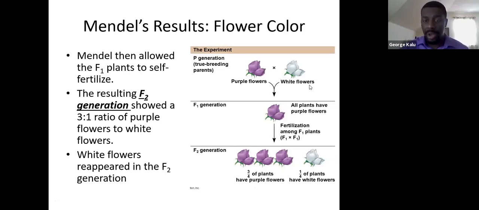So we saw white flowers appear in the parent generation. It skipped a generation here in the F1 generation, and then it reappeared here in the F2 generation, which is kind of curious. Why would the white flowers show up in one generation, but not in the previous generation? On the flip side, we would see purple flowers show up in all of these generations. So this is kind of a curious result. But keep in mind, in the F2 generation, he always saw a 3-to-1 ratio of one trait to the other.